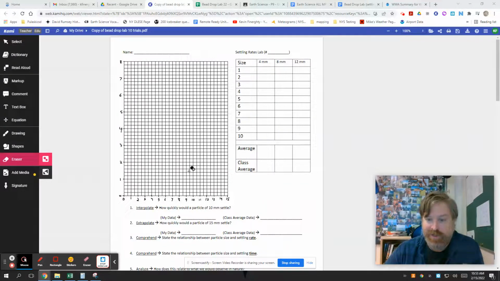Your job here, don't get intimidated. You're only going to be plotting a total of 6 points, so don't panic. You'll chuck in your numbers for your 10 trials of small, medium, large. You'll chuck in your averages, and then we'll put all of them together on the board. We'll get class averages. I'll also put those on the survival guide.